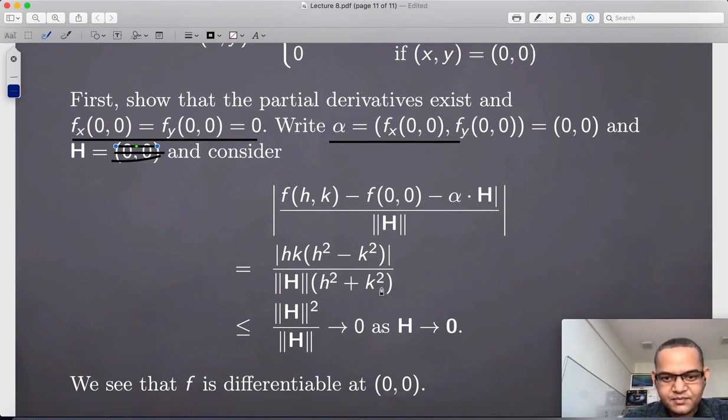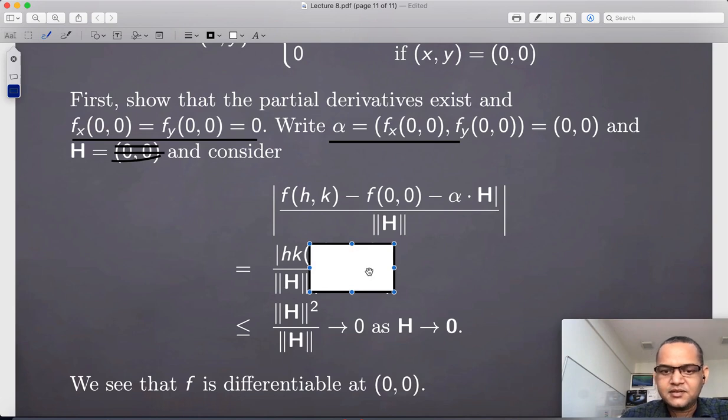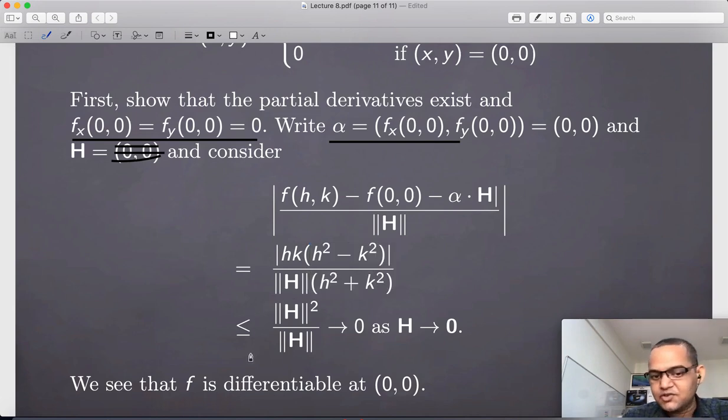Now you see the (h² − k²) divided by (h² + k²). This quantity is always less than or equal to 1, isn't it? No matter what h and k I take, because the numerator is always less than or equal to the quantity in the denominator. So I just replace this by 1, with a less than or equal to sign. And then I will be left with modulus of h, modulus of k in the numerator, and in the denominator the modulus of this vector h.